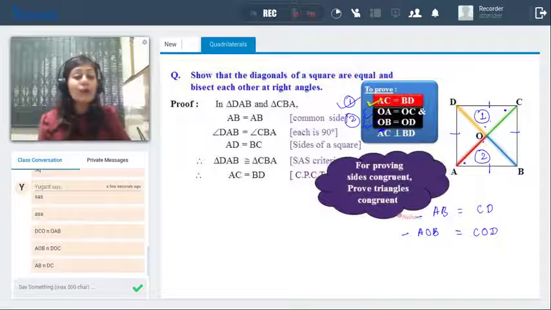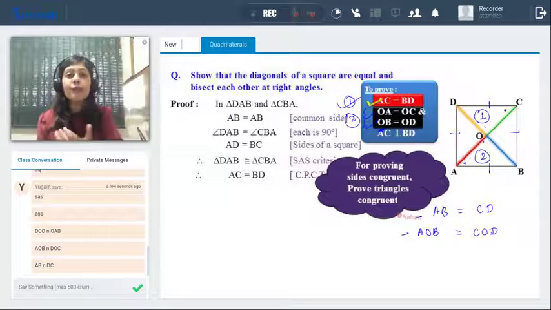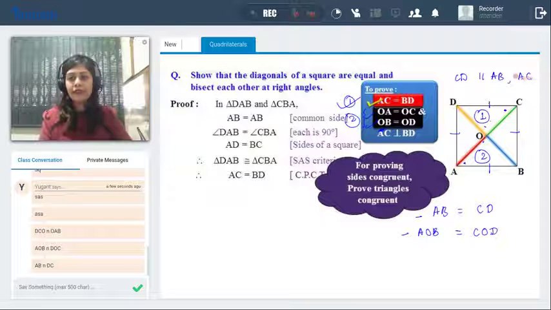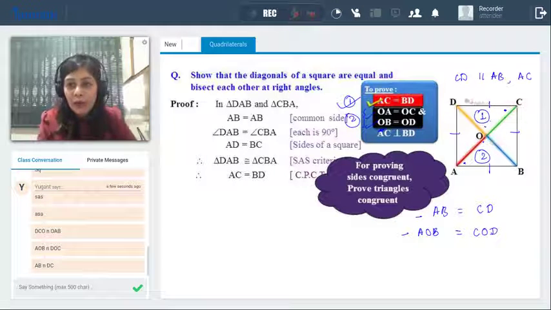And every square is also a parallelogram. Yes, every square is a parallelogram. So the moment you realize this is a parallelogram, can I say CD is parallel to AB? Yes, definitely. CD is parallel to AB. And look at transversal AC. If you look at transversal AC, what do we have?